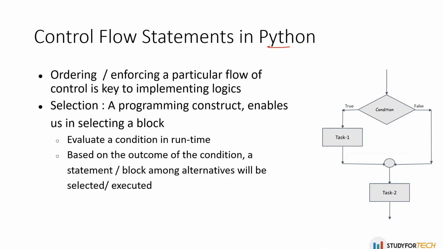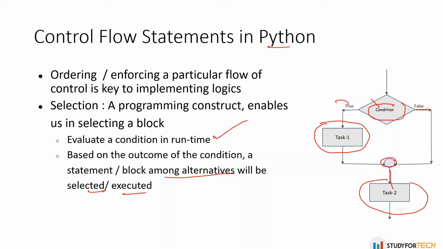You can see here we have a condition, and this condition will be evaluated at runtime. Based on the outcome of the condition, a statement or block among alternatives will be selected and executed. If this condition is true, this particular task will be executed. If this condition is false, then it will come here and go to task 2. In both cases, it will come to this particular task. But if the condition is true, then this extra task will be executed. In case of false, task 2 will be executed and this will not be executed.